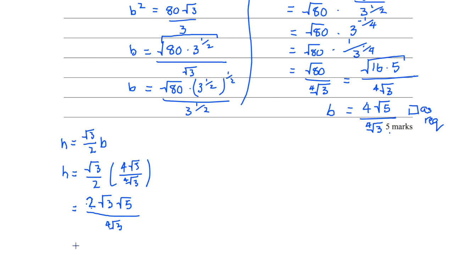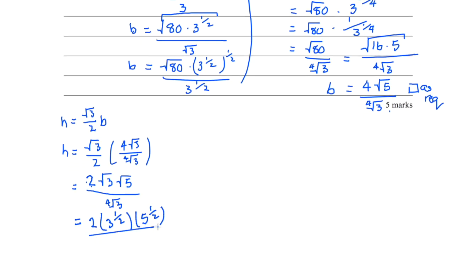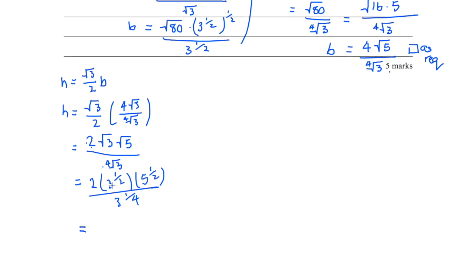Alright, now this is where our index laws again are handy. Let's write it as fractional indices. So it's 3 to the power of a half times 5 to the power of a half divided by 3 to the power of 1/4. We've got the same base here, 3 to the power of a half and 3 to the power of a quarter, and they're divided, so we subtract the indices, a half minus a quarter. So that's 2 times 3 to the power of a quarter, since a half minus a quarter is a quarter, times 5 to the power of a half.